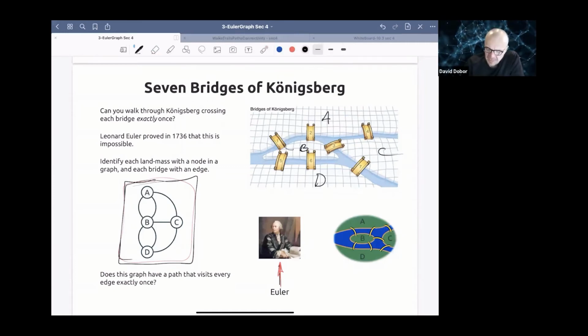It doesn't have to be vertex A. Start at any vertex and traverse the graph in such a way that every edge is traversed exactly once. And the question is, is that possible to do in this graph?